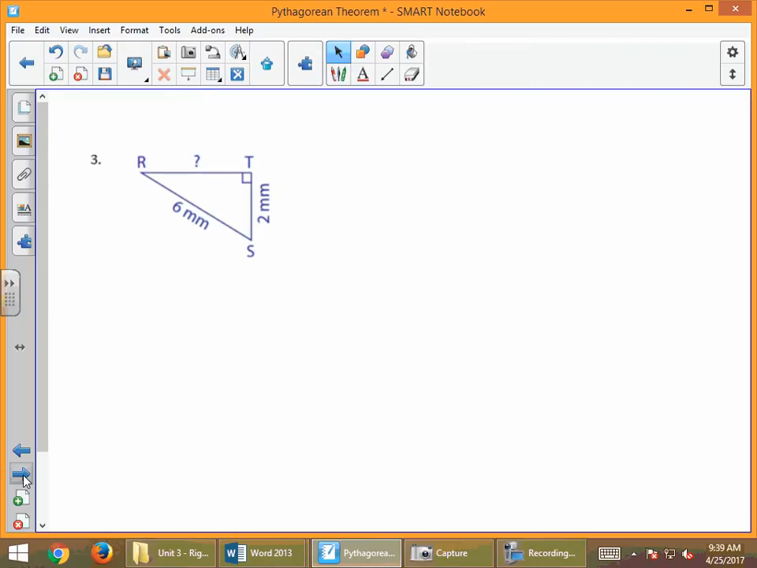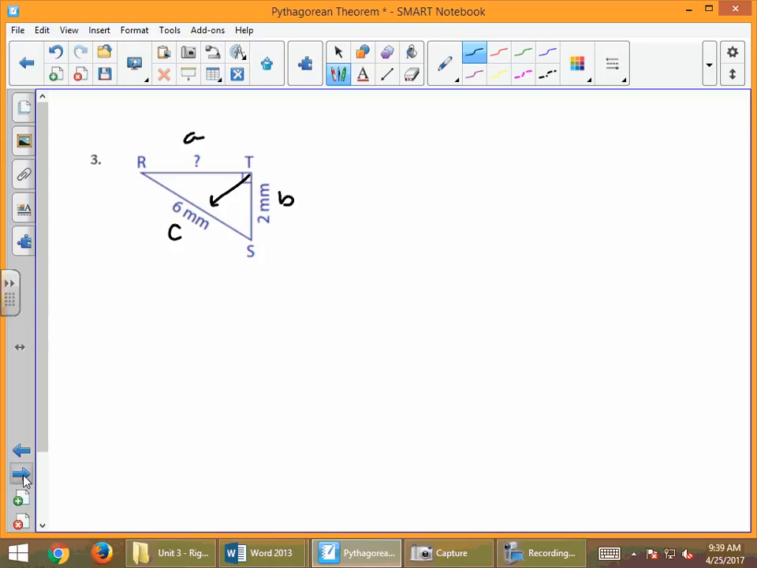Number 3. Again, label your A, your B, and your C first. That's your first step every time. Start at your 90, go across. That's your C. And it doesn't matter which one you make your A and which one you make your B. The only one that matters is C.